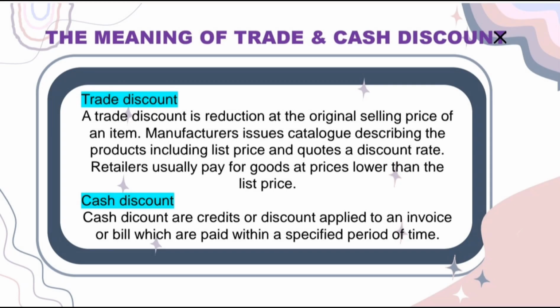To assist the hardware crew, here are the meanings of trade and cash discount. For trade discount, a trade discount is a reduction of the original selling price of an item. Manufacturers issue catalogs describing the products including list price and quote a discount rate. Retailers usually pay for goods at a price lower than the list price. Cash discounts are credits or discounts applied to an invoice or bill which are paid within a specified period of time.